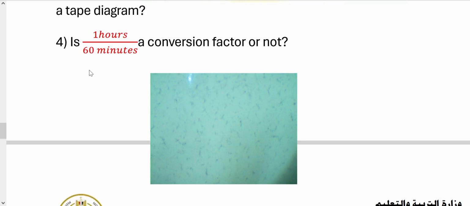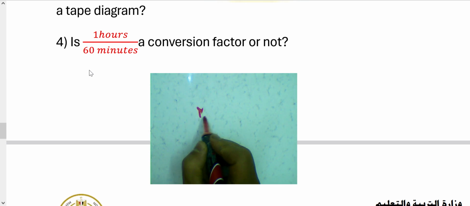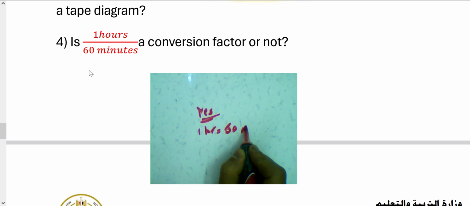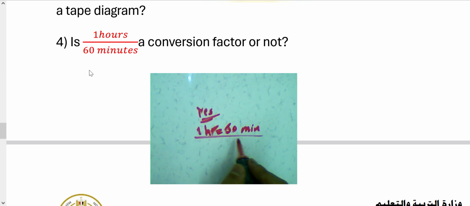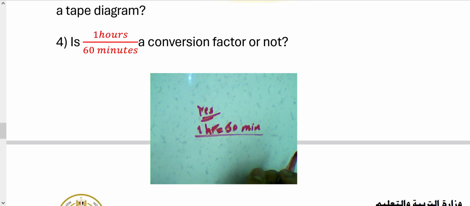Next question, number 4. Is 1 hour over 60 minutes a conversion factor or not? Yes, because 1 hour equals 60 minutes. We know 1 hour equals 60 minutes. Then 1 hour over 60 minutes, we call it what? Conversion factor. What's the meaning of conversion factor? It's comparing between two different quantities which have the same value. 1 hour equals 60 minutes.